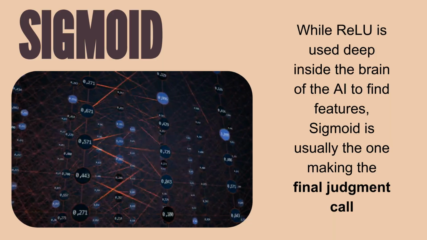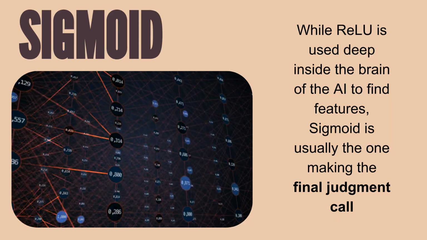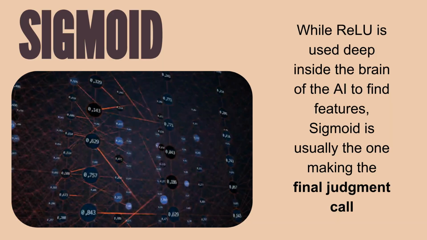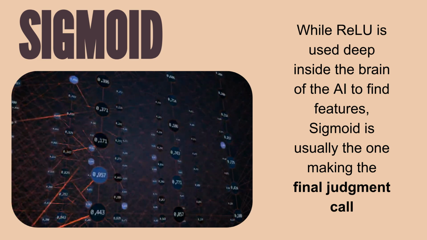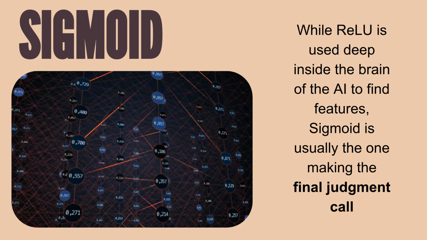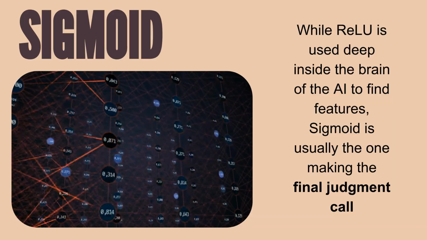The final neuron in the network has gathered all the evidence. It's seen words like free, winner, and urgent. Its internal calculation, the weighted sum, is a high number, maybe a +4.5. But what does that number actually mean for a human?